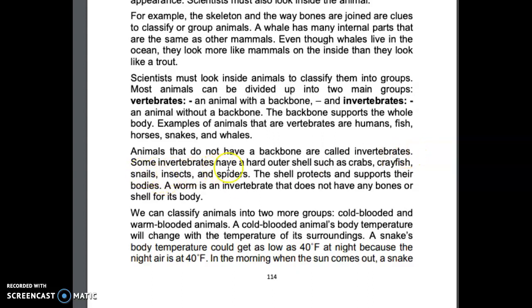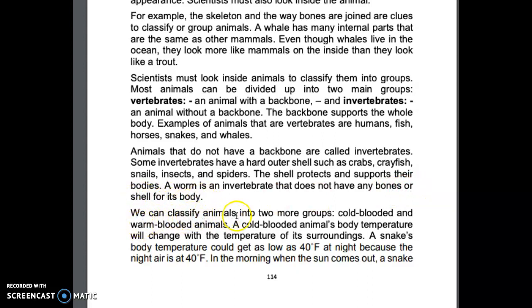Some invertebrates have a hard outer shell, such as crabs, crayfish, snails, insects, and spiders. The shell protects and supports their bodies. A worm is an invertebrate that does not have any bones or shell for its body.